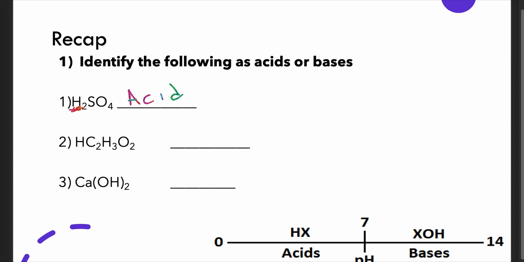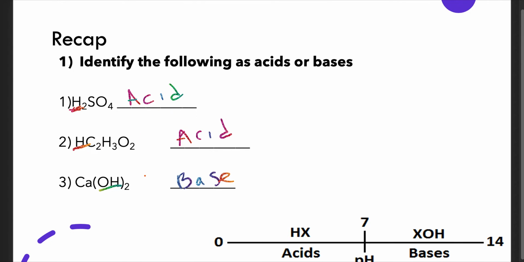So let's go back to the previous example. Here we have a hydrogen with acetate, and it starts with hydrogen. So again, this would be an acid. And this last example ends in OH or hydroxide, therefore it is going to be a base.